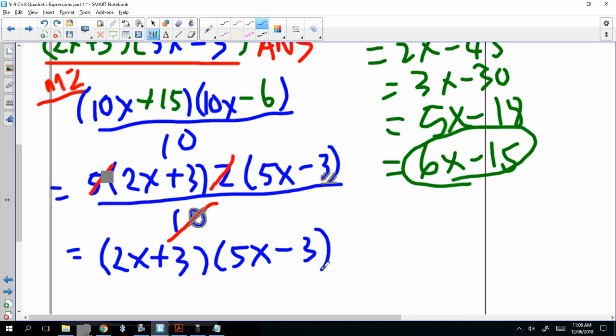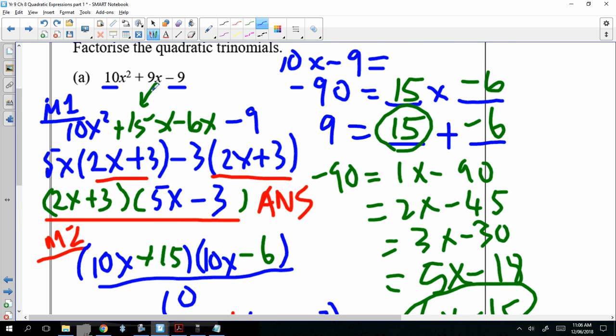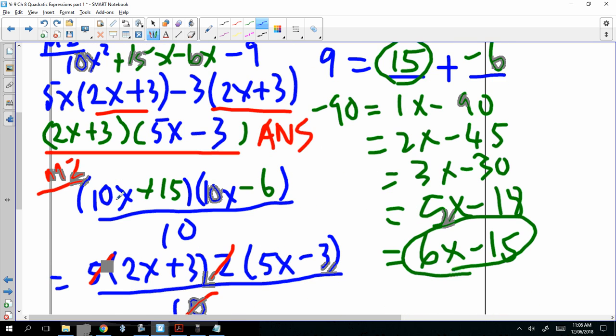Some people might prefer method 1 because it makes logical sense, because it's splitting the two terms. This one doesn't make much sense. Why do I put 10 there? There's not much reasoning behind it, except that it works.